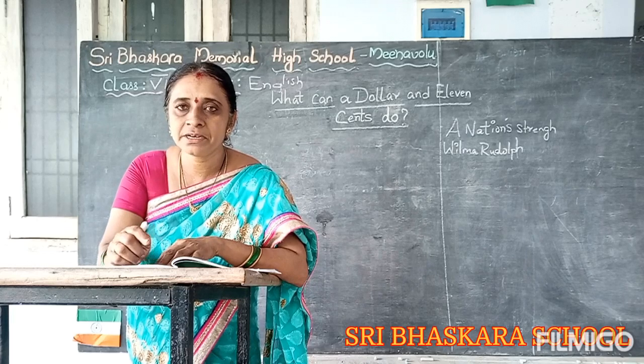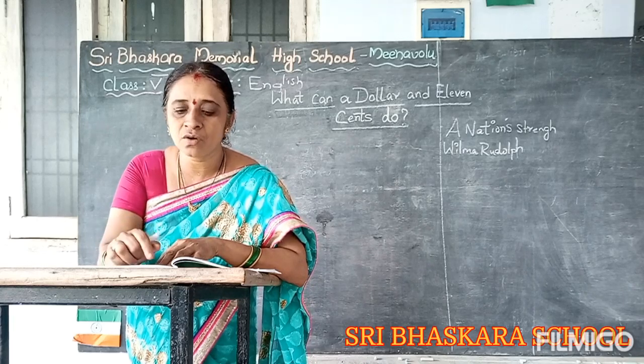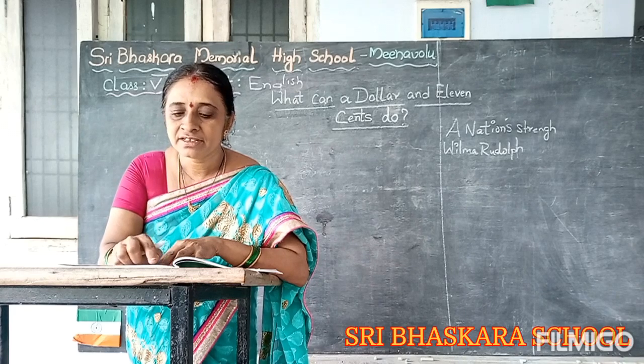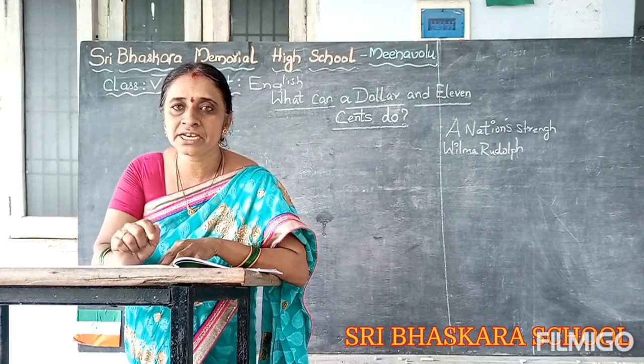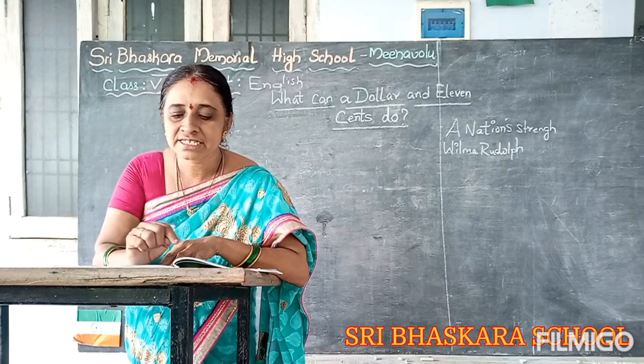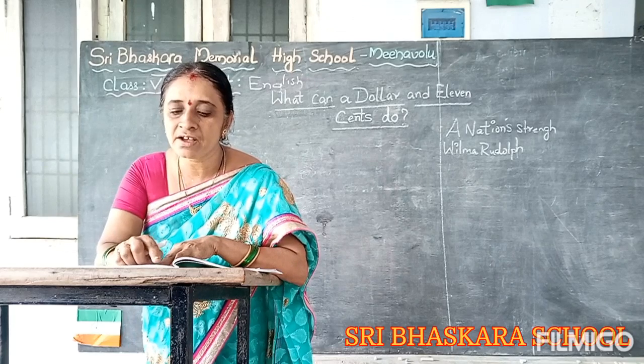Okay, audible means speaking out loudly, audible. $1.11. And so how much money the girl is having? $1.11. Okay, children, next paragraph.